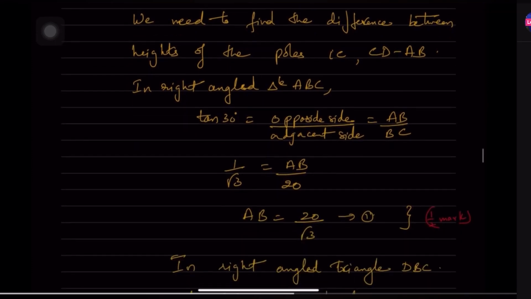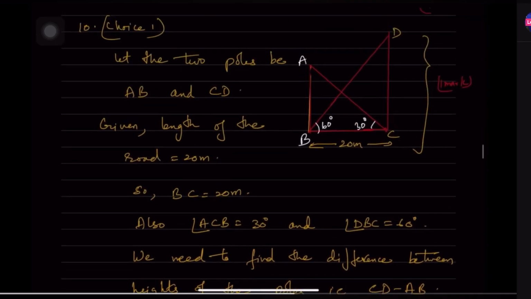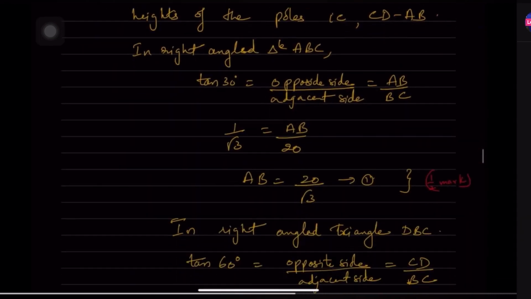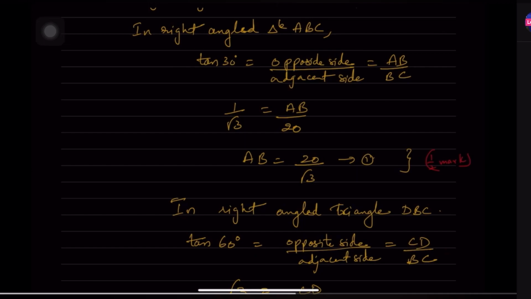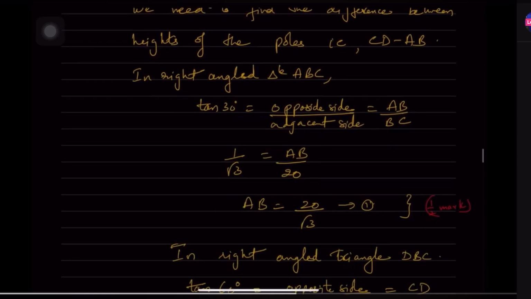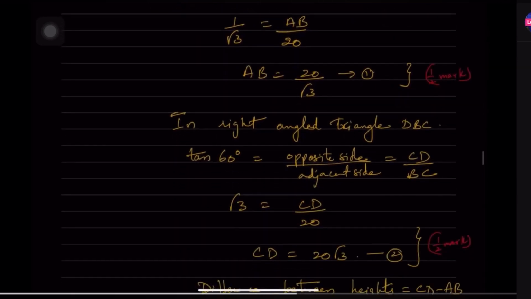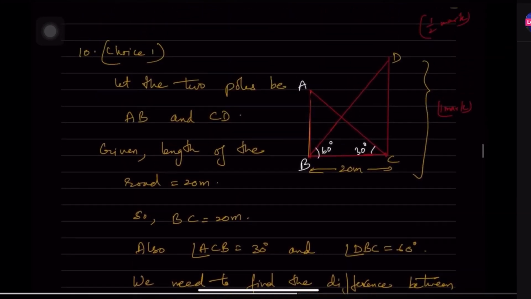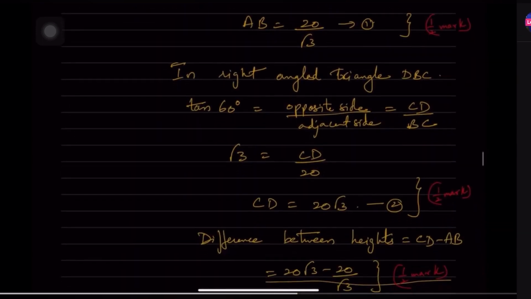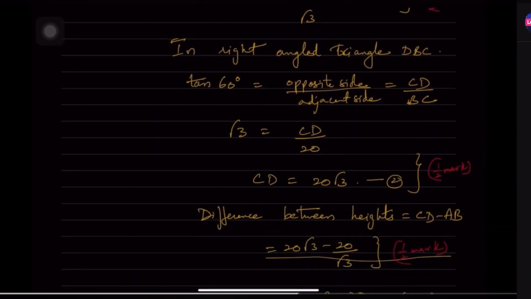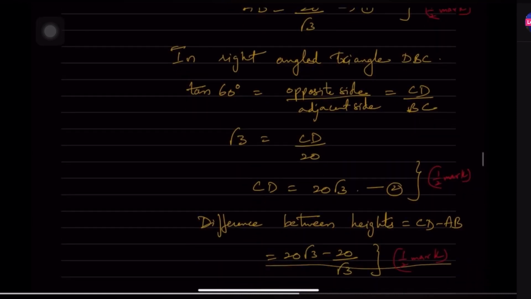In right angle triangle ABC, you have tan 30 is equal to opposite by adjacent side, that is AB by BC. So therefore AB is equal to 20 by root 3. For this you have half mark. For the figure you have 1 mark. Then in right angle triangle DBC, tan 60 is equal to opposite by adjacent, that is CD by BC. So root 3 is equal to CD by 20, which implies that CD is equal to 20 root 3. For this you have one more half mark.